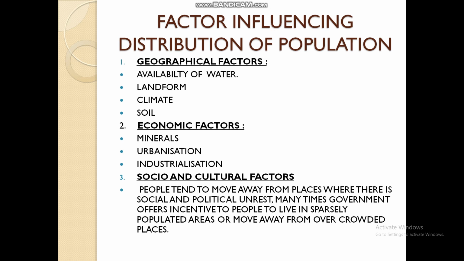Climate. Climate also influences the population distribution. Where there is suitable and mild climate, the population will be higher. Soil. If there is more fertility of the soil, then the population will automatically be higher.